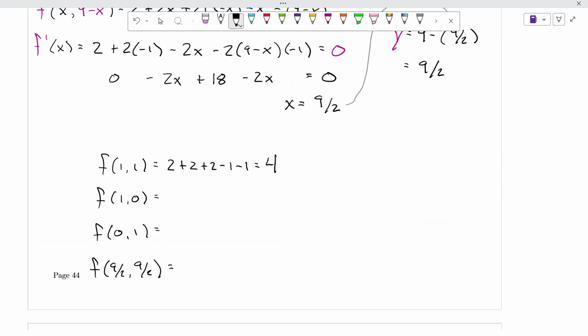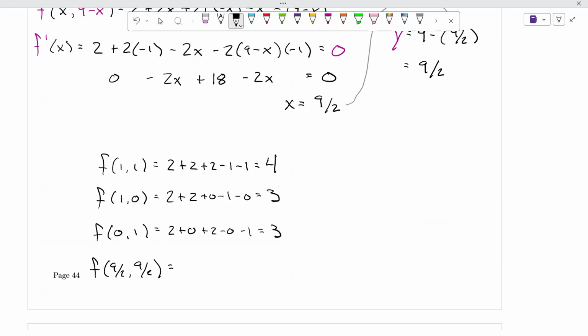F of 1, 0 looks like 2 plus 2 plus 0 minus 1 minus 0, which is 3. 0, 1, 2 plus 0 plus 2 minus 0 minus 1. I did it again. Minus 1 again is 3.